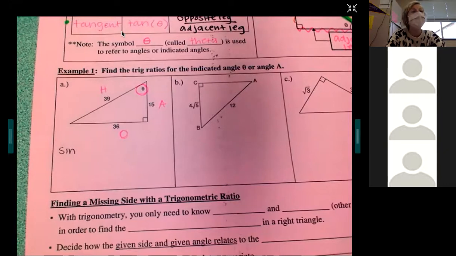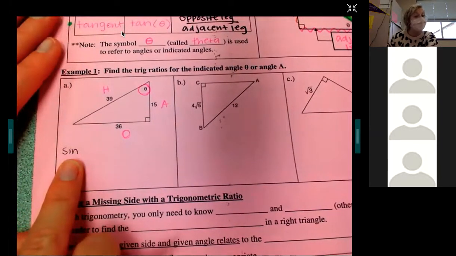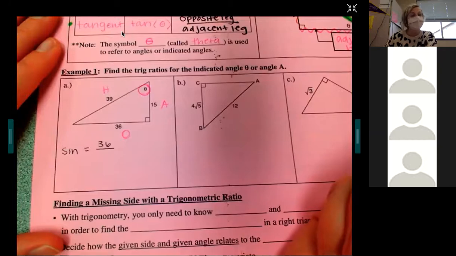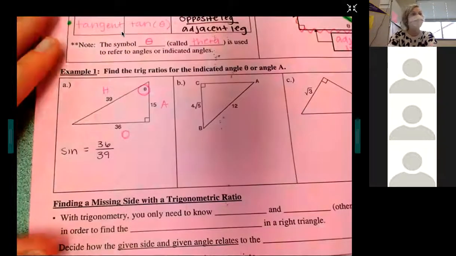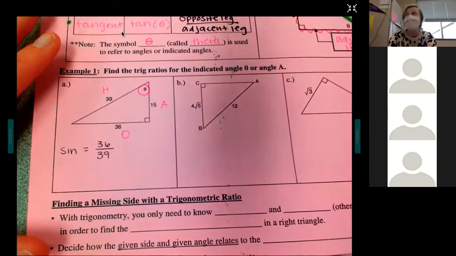So some old hippie, sine is old hippie. So what's my O? 36. What's my hippie? 39. Bada bing, bada boom. That's the sine ratio for the triangle. The opposite side is 36. The hypotenuse is 39. Now, can we simplify that? Yes, you can.